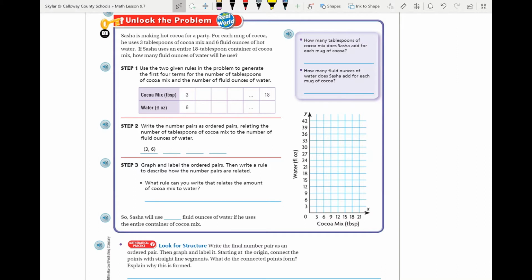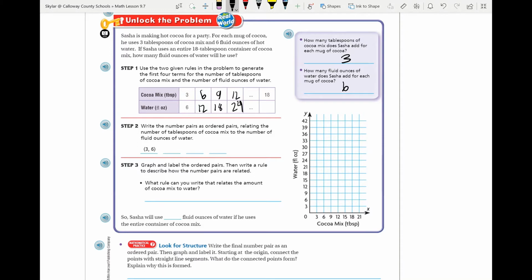Well, we should be able to tell that this is going to be a pattern. It says for each mug he uses 3 tablespoons and 6 fluid ounces. So, how many tablespoons of cocoa mix do we add for each mug? We add 3 every time, and we add 6 ounces. So we can go ahead and fill out our pattern. Add 3, add 6, add 3, add 6, add 3, add 6.